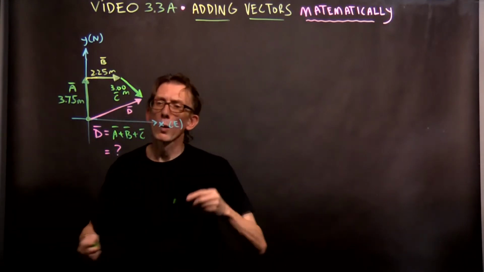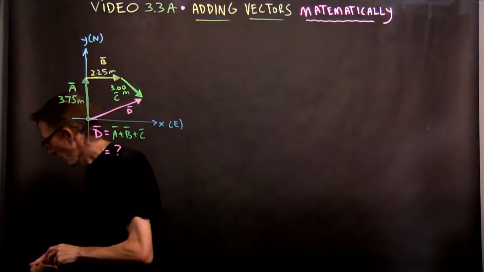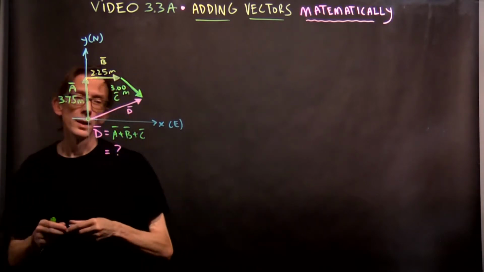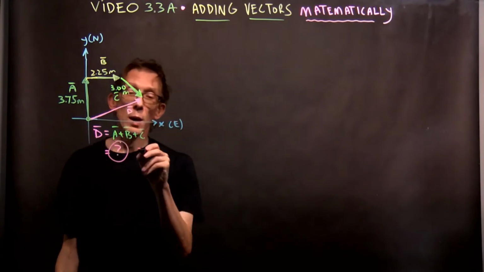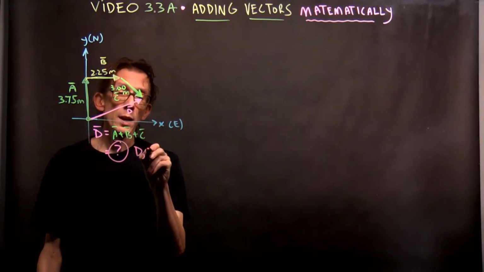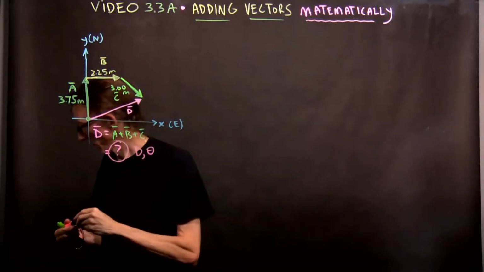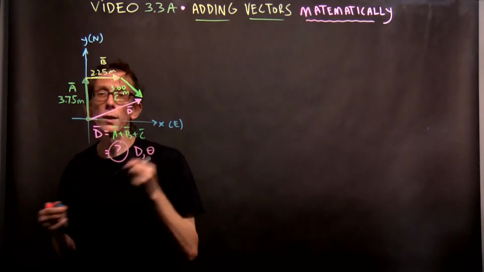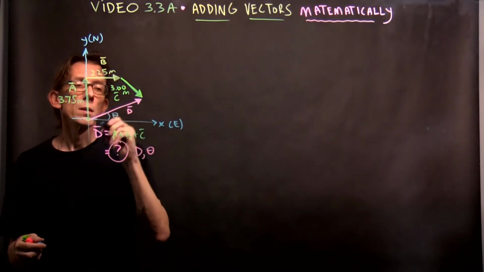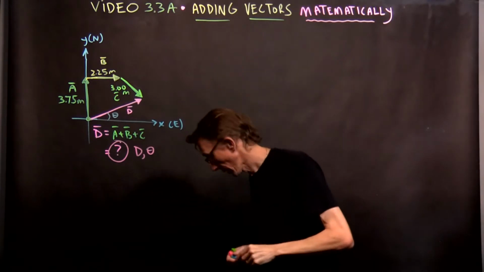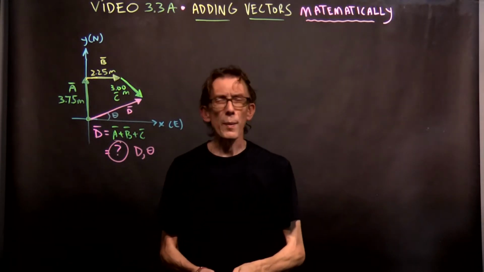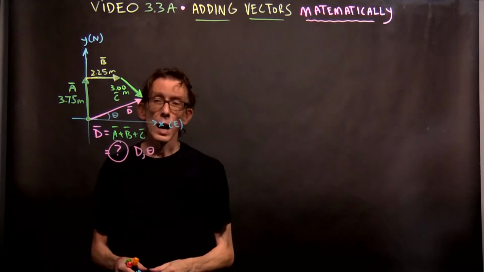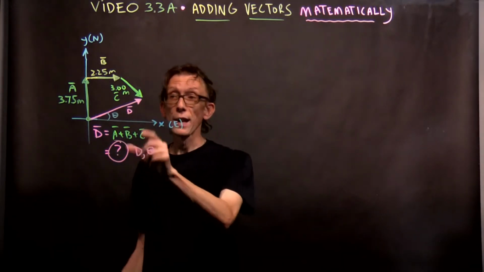So what we're really looking for here, when I ask for D, what this question mark means is I want to know the magnitude of D and I want to know theta, because theta, this angle right here, tells us the direction of D. So when I'm asking for D, I'm really asking for the magnitude of D, how long this is.